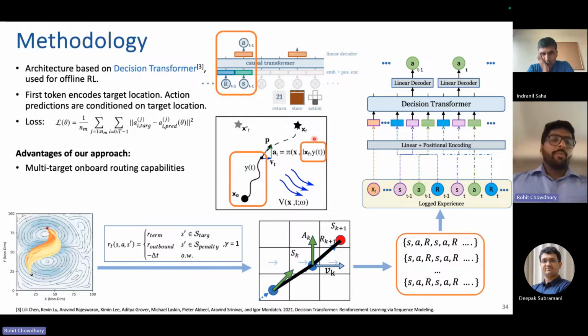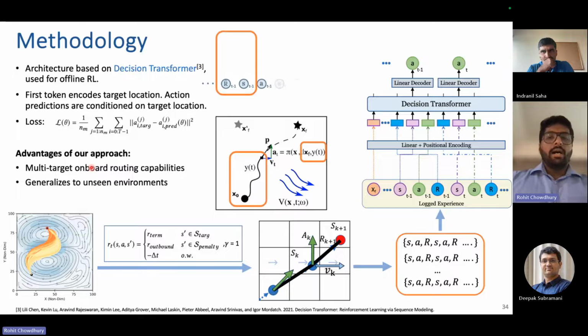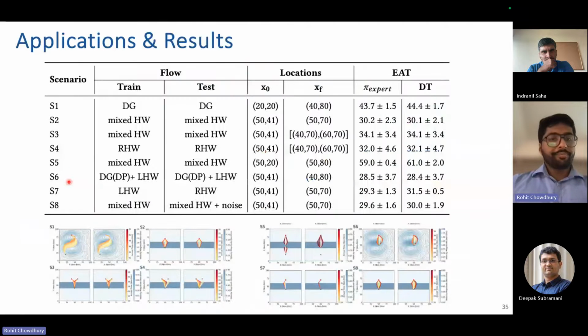So the advantage of our approach is, first of all, we do have multi-target routing capabilities, but in the interest of time, I'll skip over that. And that it really generalizes to some unseen environments, and I'll talk a bit more about that in the upcoming slides. As far as applications and results are concerned, we have done a lot of experiments and showcased 8 scenarios over here, out of which I'll discuss a few.